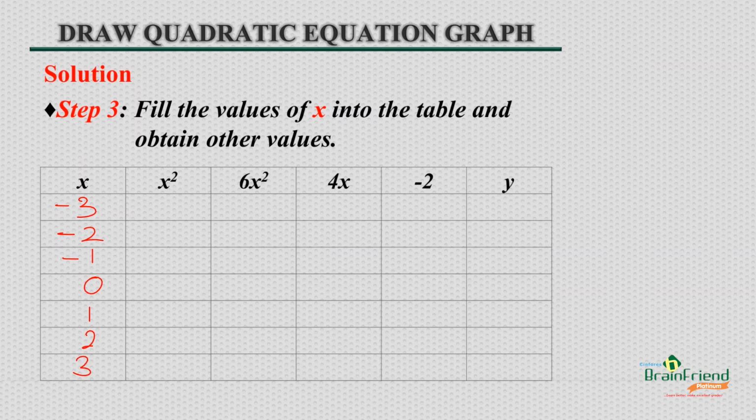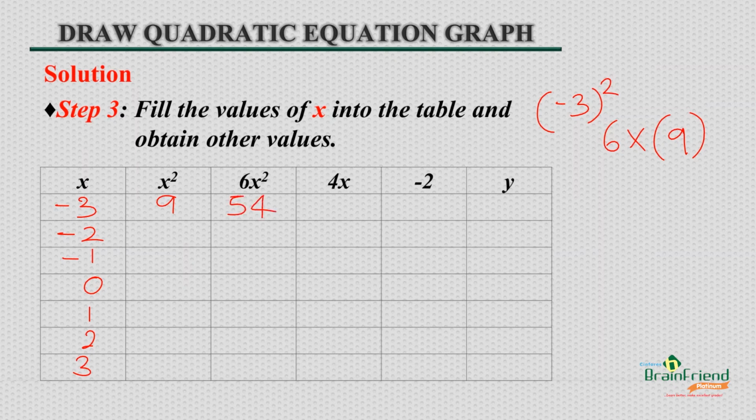-3 is the value of x here. So what we need to do is to say -3 squared. When we do that, we'll get 9 here. Now let's go back to the next column, which is the 6x squared column. To do that, we now say 6 times the value of x squared, which is 9. When we do that, 6 times 9 would give us 54.